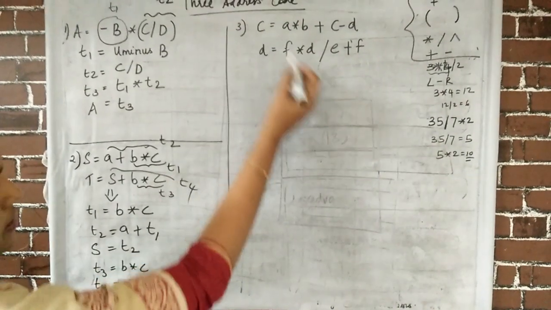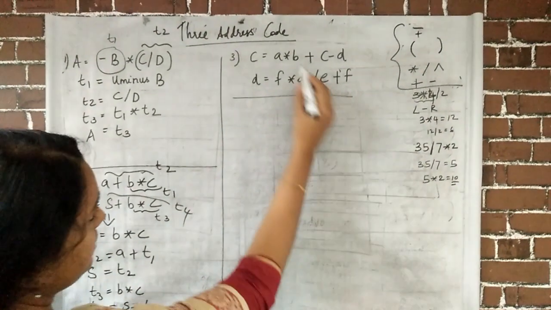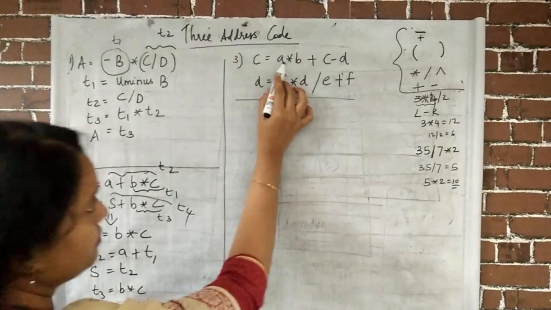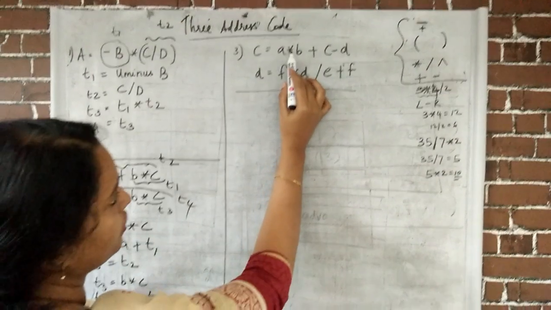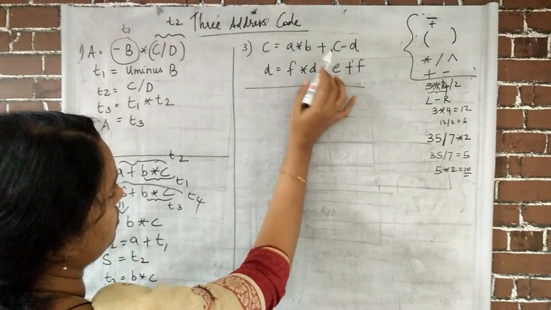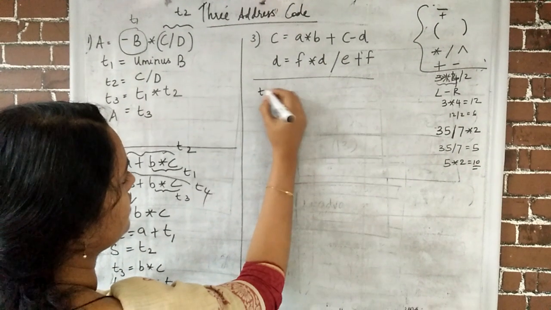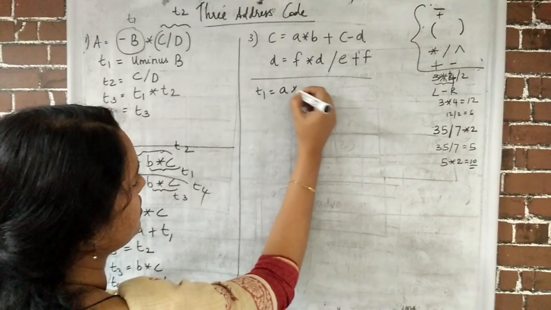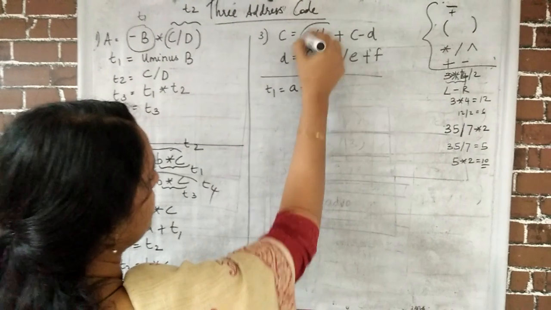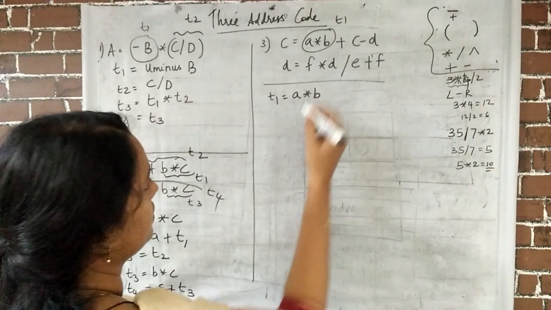Now consider this statement. So you have two statements here. So let us write the three address code for this. Considering the first statement, you have star operation, plus operation and minus operation. So first precedence is for star operation. So first let us compute the star operation. T1 is equal to A star B. Now this is available in T1.